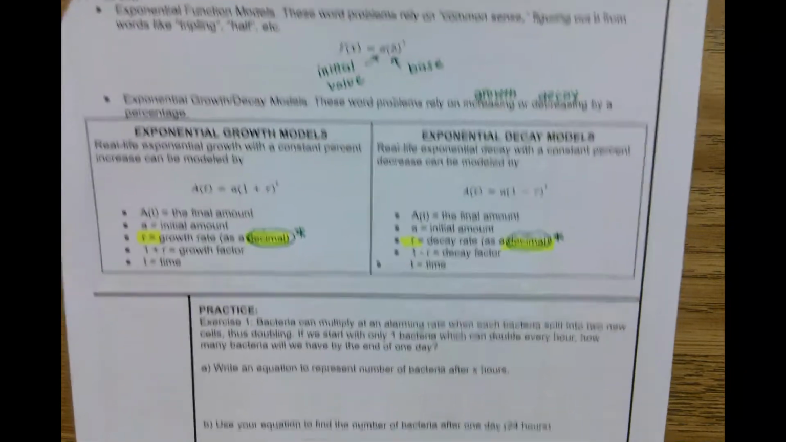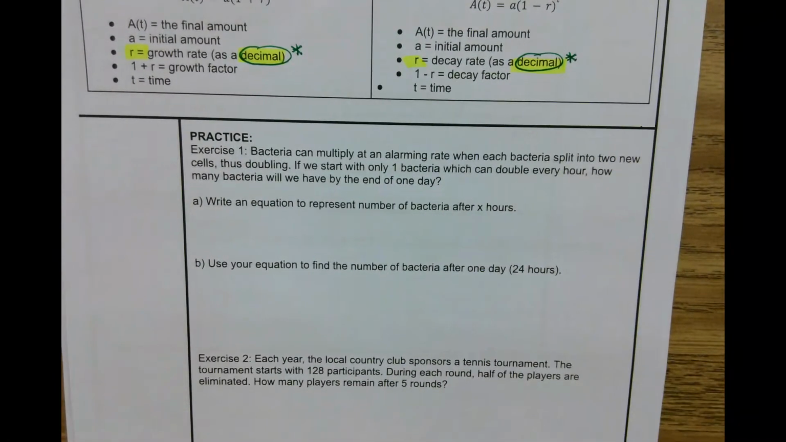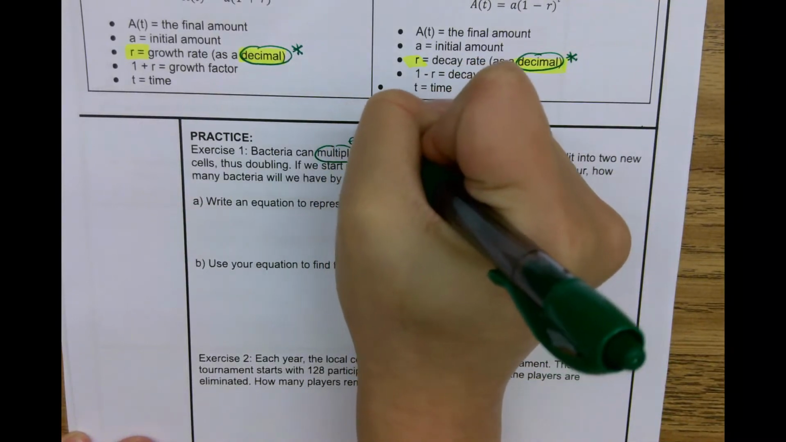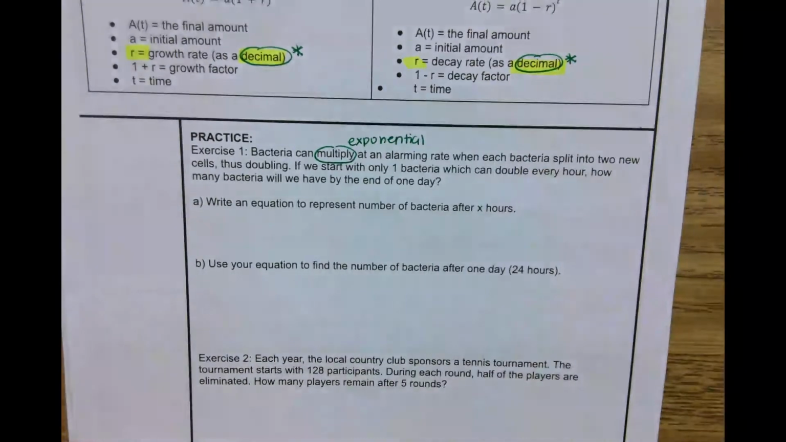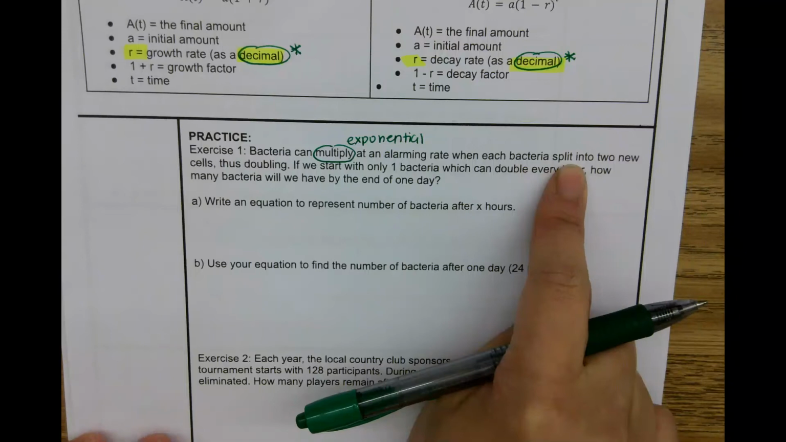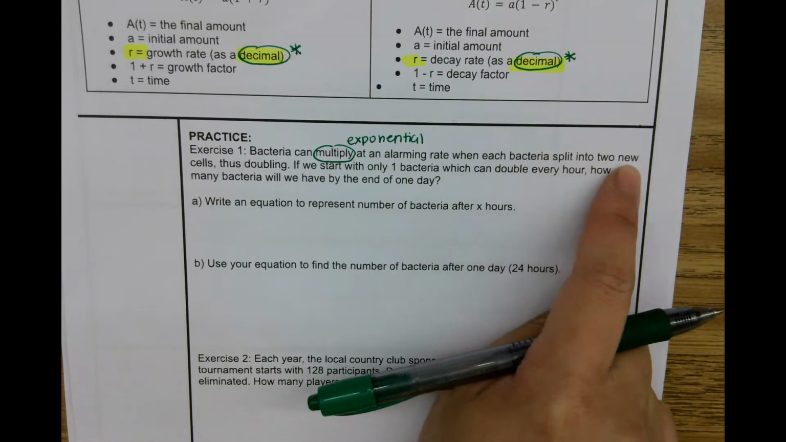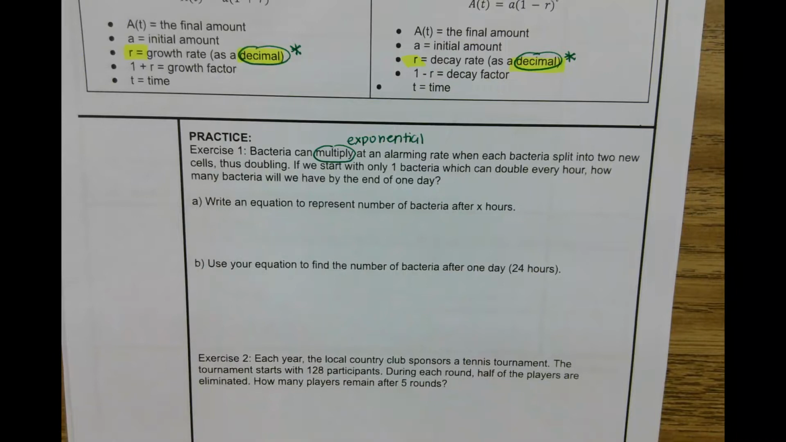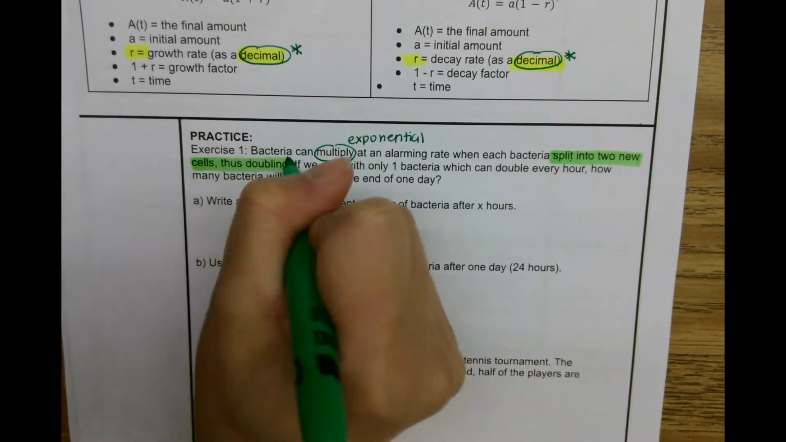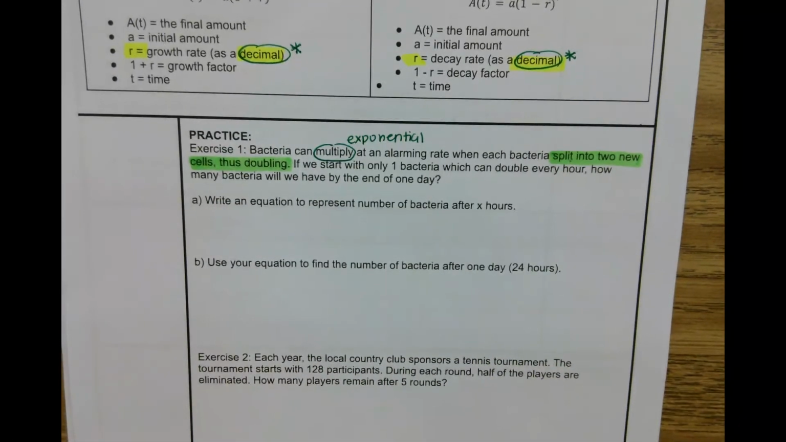So let's get started with a couple of examples. Here, bacteria can multiply. This already tells us this is an exponential function, versus something like a linear or a quadratic. This multiplying tells us it's an exponential. Bacteria here is multiplying at an alarming rate, where each bacteria splits into 2 new cells. Thus this is doubling. If it's splitting into 2 new cells, this is doubling. This just tells me what my base is.